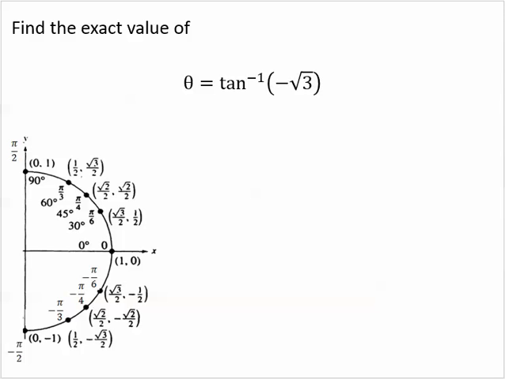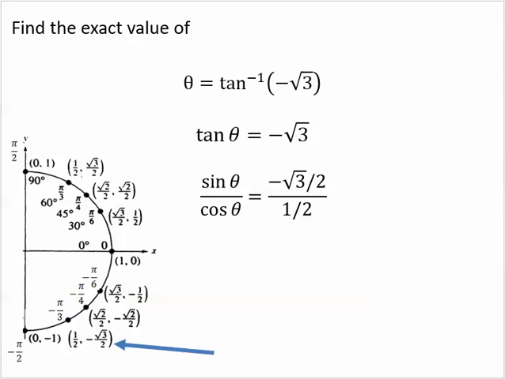Let's find the exact value of inverse tan of negative radical 3. That means our mystery angle, theta, has the property that tangent of theta equals negative radical 3. So sine of theta over cosine of theta equals negative radical 3. I'm writing it in kind of a funny way, but in doing that, I can see where my ordered pair is. And so theta would be negative pi over 3.